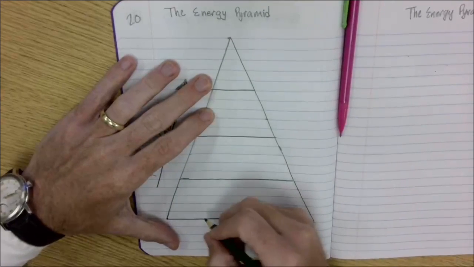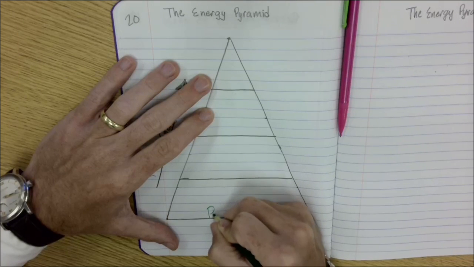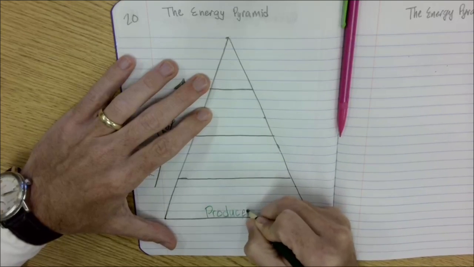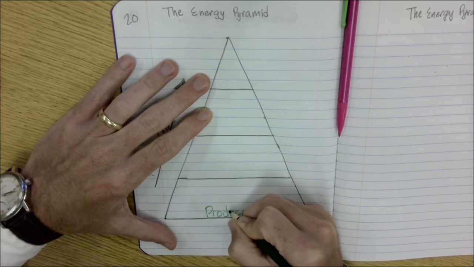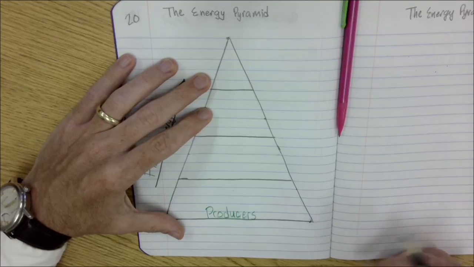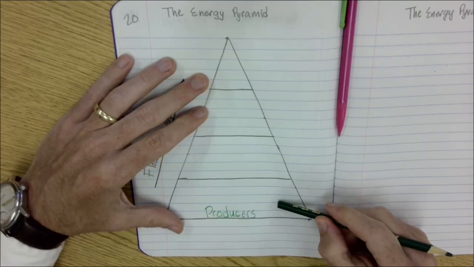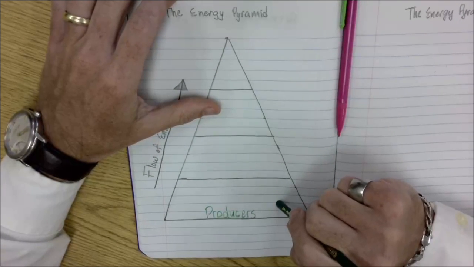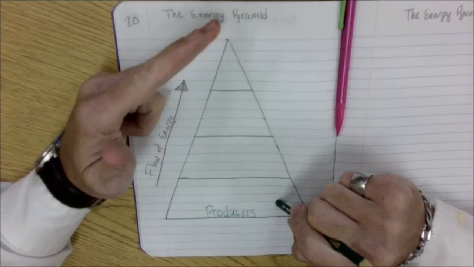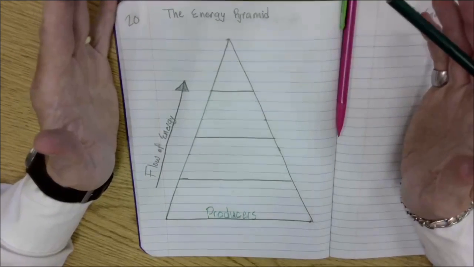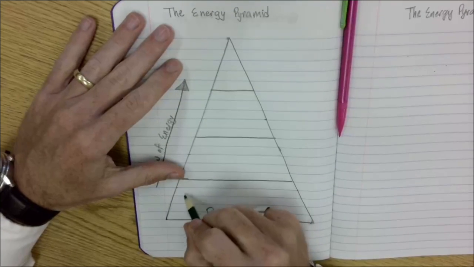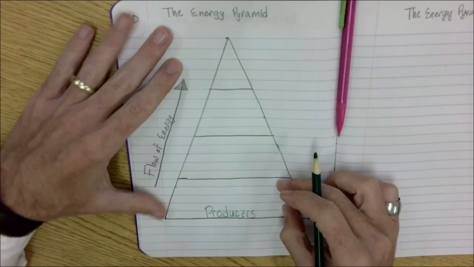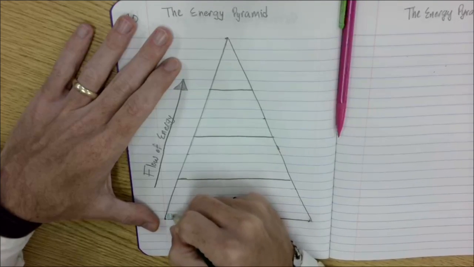We're going to take our green and we're going to write producers. Because the first level of our energy pyramid is always going to be producers. Now, what are some organisms or some examples of producers? Grass, flower, trees, cactus, really any plant. So I want you to take a minute and fill in this bottom box with some examples of producers. I'm going to make mine kind of easy.